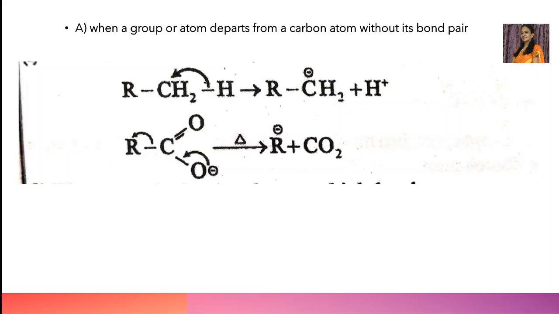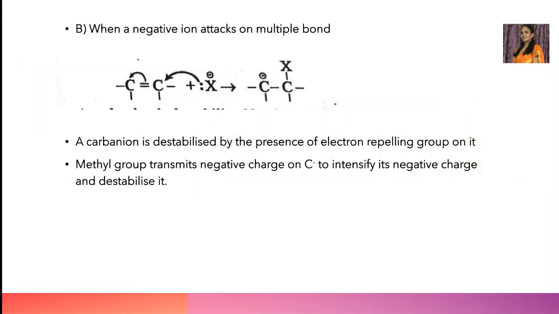Okay. Now here, RCOO minus. From this, if CO2 is lost, then R becomes R minus. This is the way in which carbanions are produced. Now another one: when a negative ion attacks a multiple bond, then also carbanions are produced. When a negative ion attacks a multiple bond carbon, what happens? This X minus attacks this carbon. A bond is formed between carbon and X, and this other carbon suffers a negative charge. That is nothing but a carbanion.